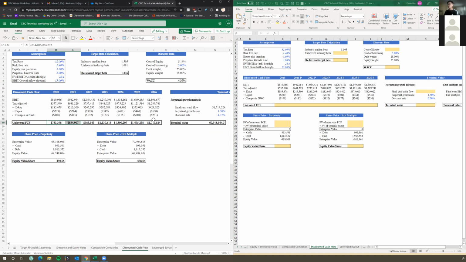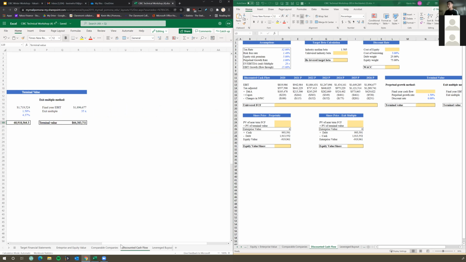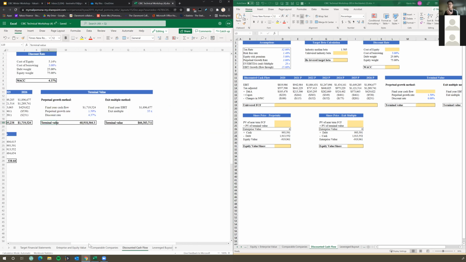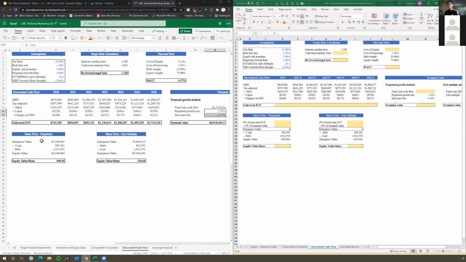After we get that, we can project out a cash flow using the assumptions, ascertain what our terminal growth value is, again, using our assumptions highlighted in blue, and then reach what our end goal is with equity value per share and exit multiple.